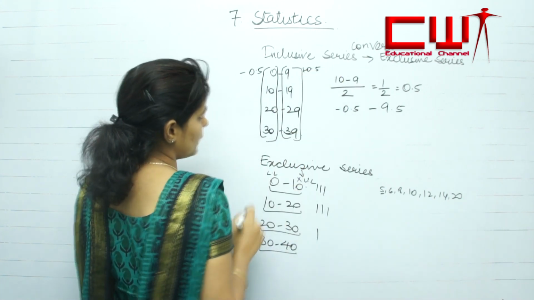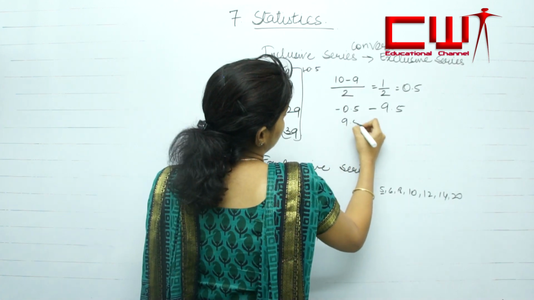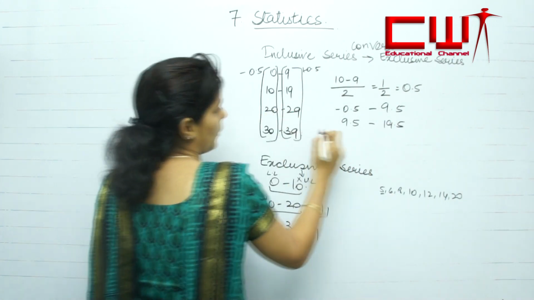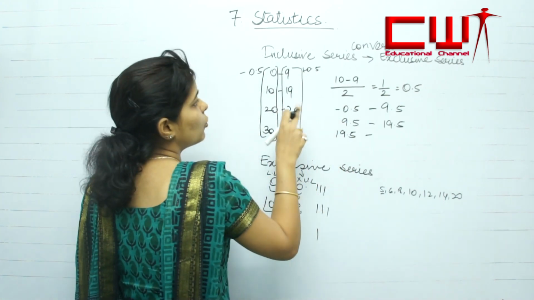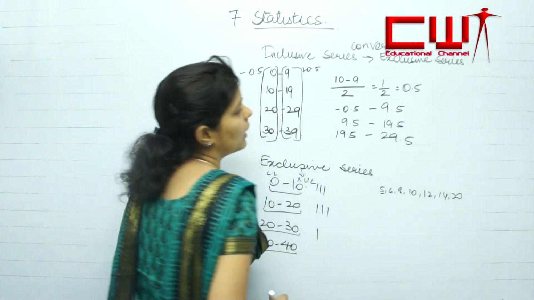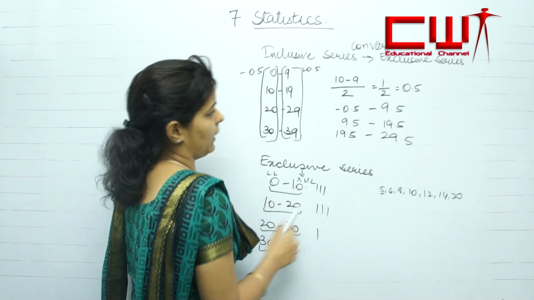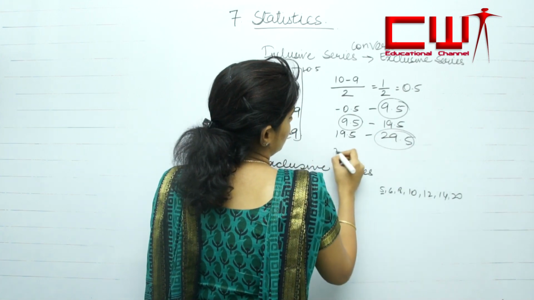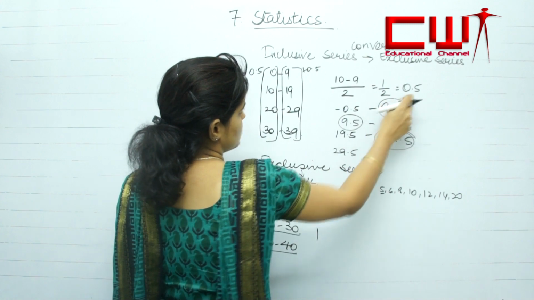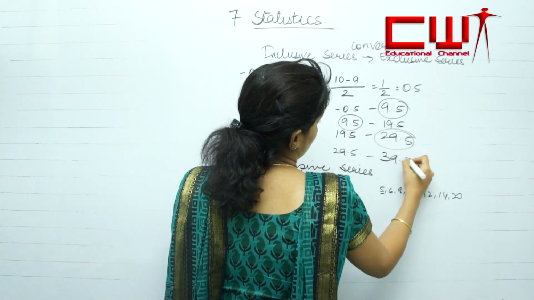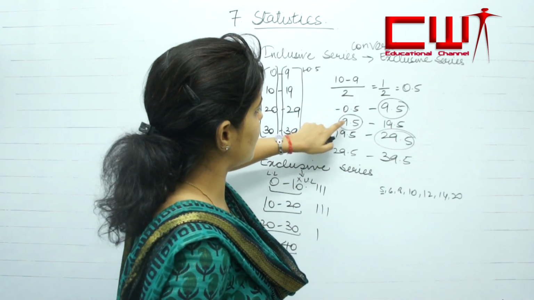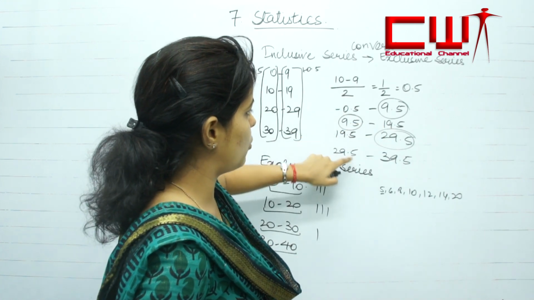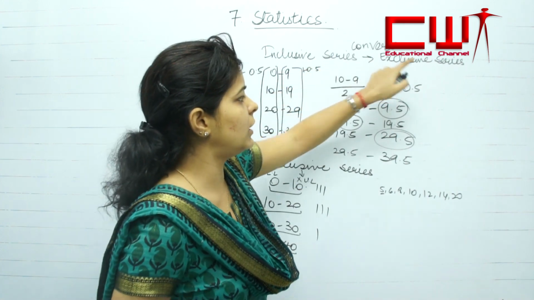From 10 you subtract 0.5 and you get 9.5. You add 0.5 to 19 and you get 19.5. From 20 you subtract 0.5 and get 19.5. 29 plus 0.5 is 29.5. Have you got the exclusive series? Exclusive means this number is here, this number is here also. From 30, minus 0.5 is 29.5. You add 0.5 to 39 and you will get 39.5. You will have 9.5 as the upper level, and in the next class it becomes the lower level. 19.5 upper level becomes the lower level. 29.5 upper level becomes the lower level. This is how you convert the inclusive series into the exclusive series.